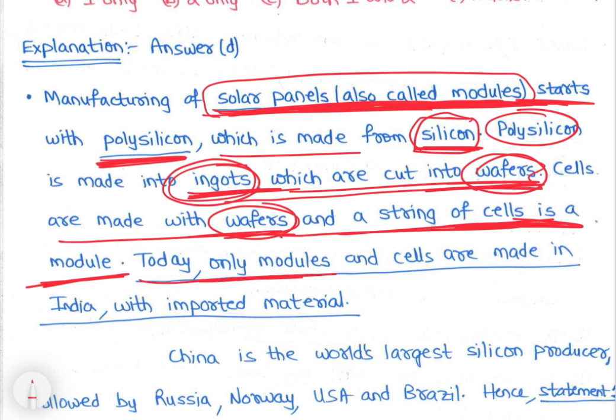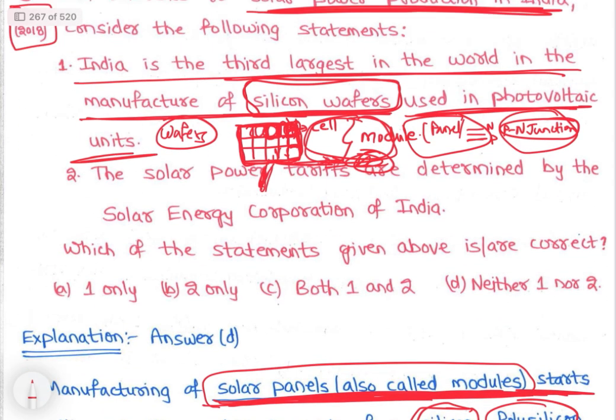So today only modules and cells are made in India with imported material. So today we only make these cells, and the entire cells को मिला के modules बनाता है. Silicon wafers we don't even make, right? जो silicon है हमारे पास है नहीं, manufacturing of silicon wafers भी है नहीं.